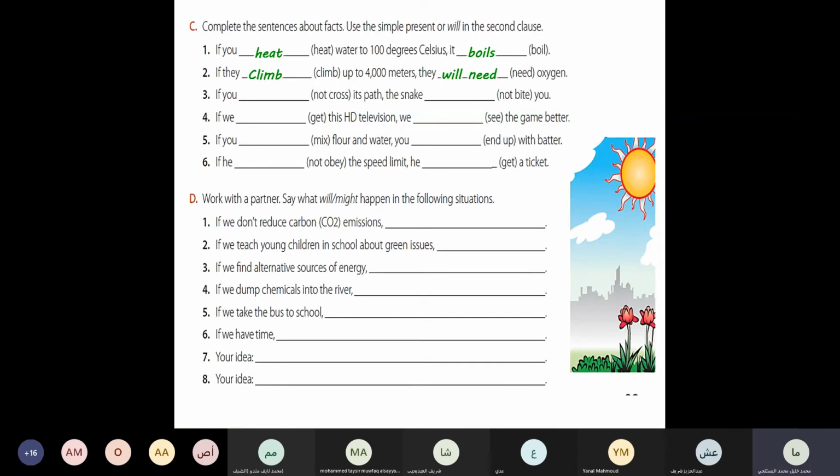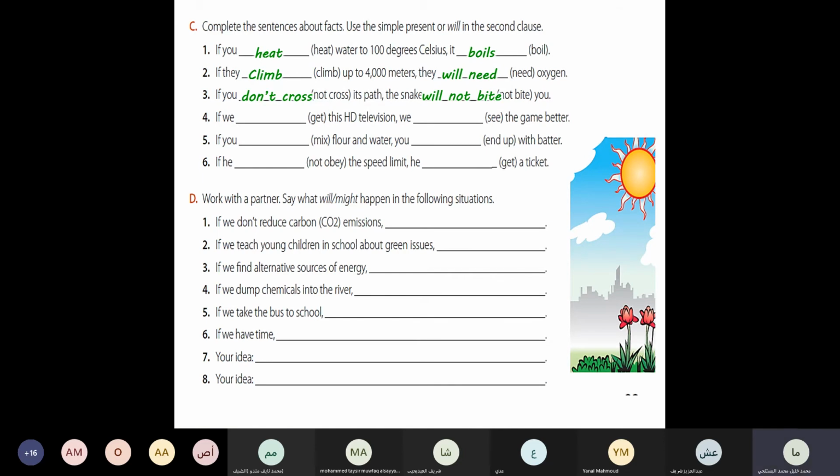If you climb up 4,000 meters, you know, definitely you need what? Oxygen. Surely you will need oxygen. Okay, answer number 3. Yes, come on, Sherif. If you do not cross this path, the snake will not bite you. Good. Maybe, you know, will bite you. The snake will bite, will not bite you. That's, let us say, not true all the time.